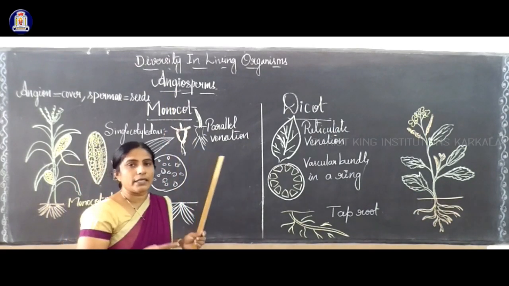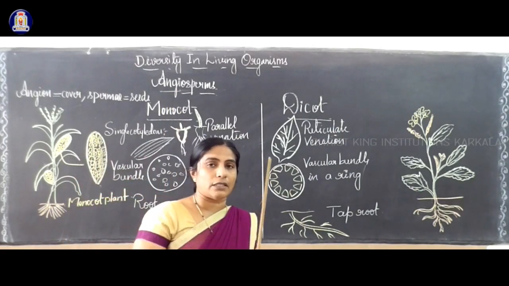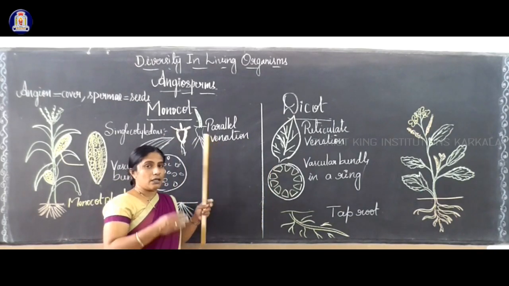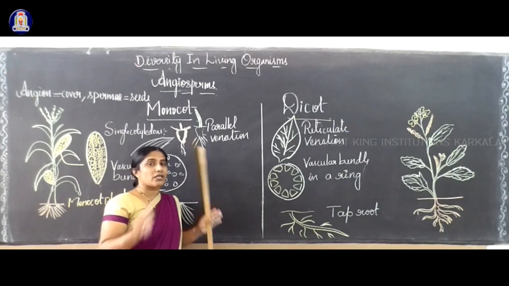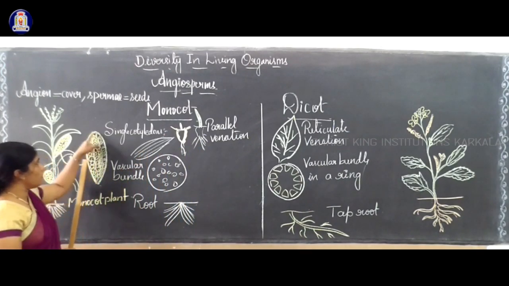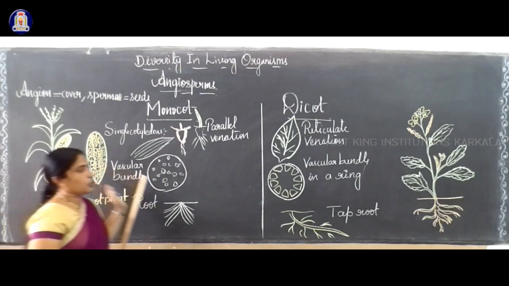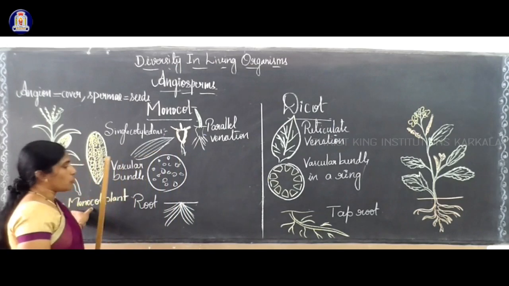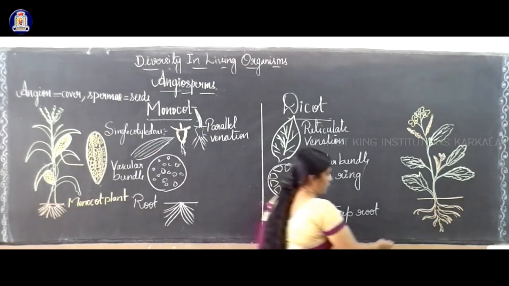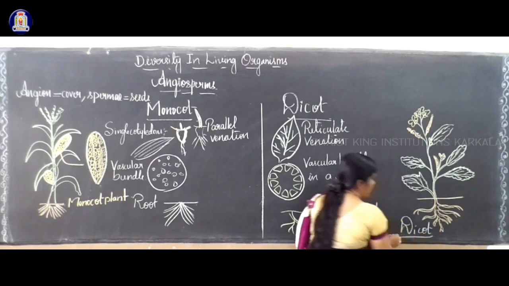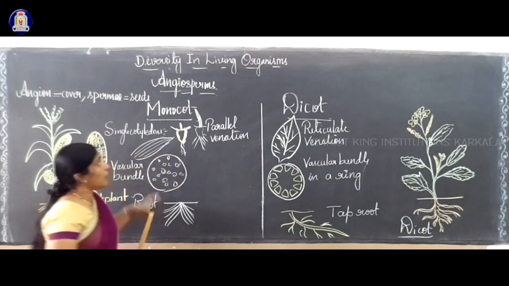We have already completed the gymnosperms. What are gymnosperms? Gymnosperms are plants in which the seed is not covered with a capsule. But here, the seed is covered with a capsule. Here, I have drawn two diagrams. One is called a monopod plant, and the other is called a dipod plant. So, let us now study angiosperms.